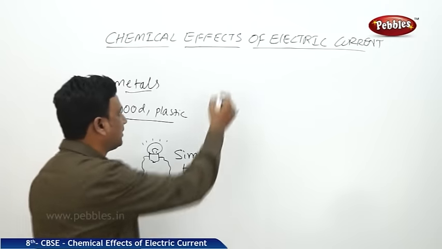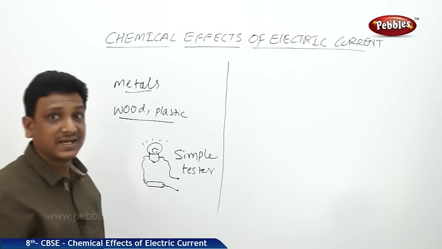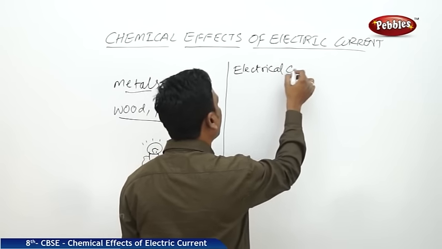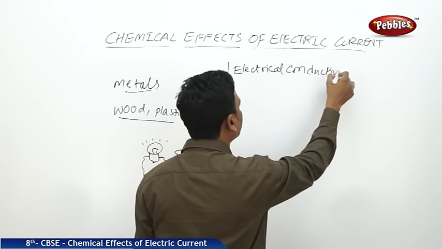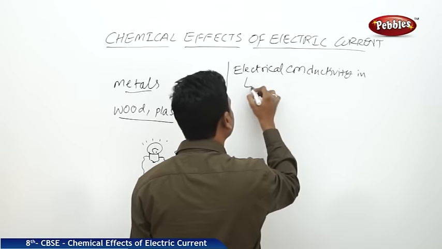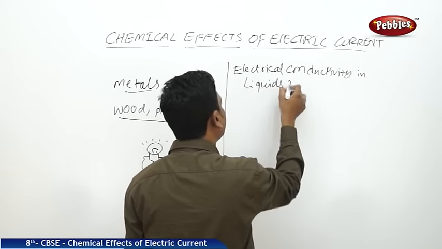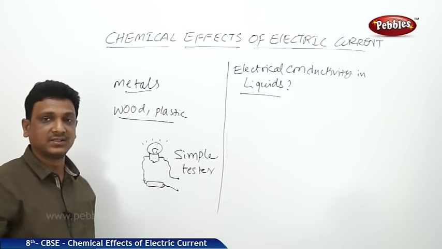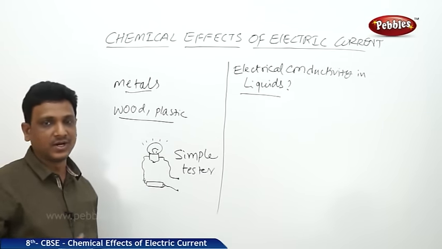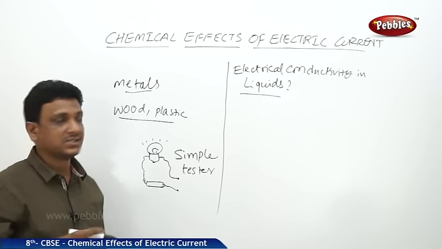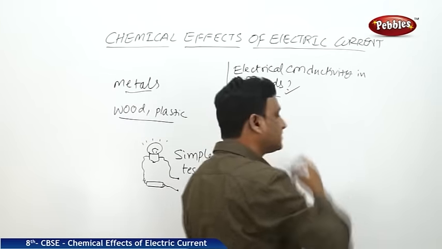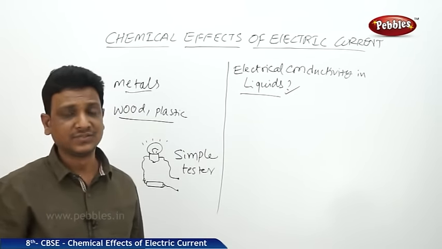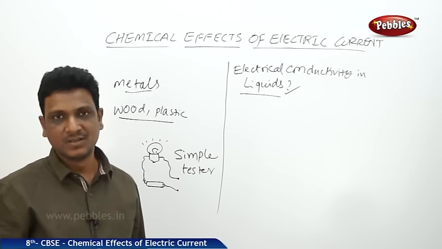Now in this particular chapter we are going to discuss the electrical conductivity of liquids. We tested solids in the previous classes. We have come to know which materials are good conductors of electricity and which are poor conductors. Now let us discuss whether we can test liquids also, whether a liquid is a good conductor of electricity or not. Yes, why not? We can test. But how to test that?